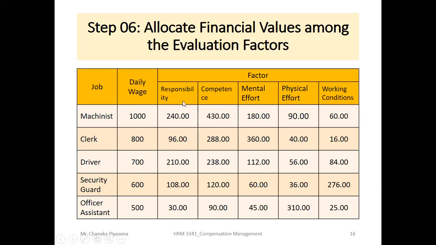based on this table information, as per the responsibility, machinist is 240, clerk is 96, driver is 210, security guard is 108, office assistant is 30. Now we can place these 5 jobs in a column in our factor comparison chart.